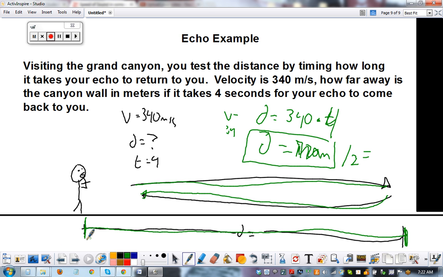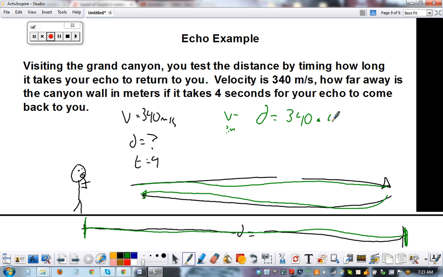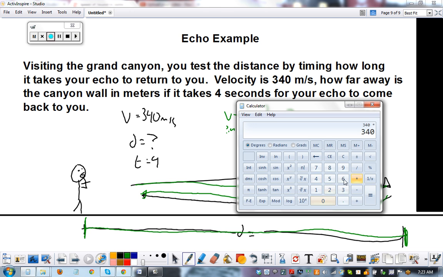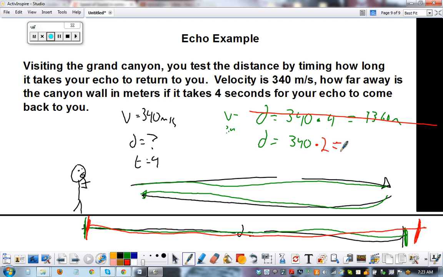Oops, I did the math wrong on here. Let's check this out. If you use the total time, what we should really do is go back. 340 times 4 is 1,360 meters. But what I really need to do is distance equals 340 times 2, because it's a there and back. So I just need to cut the time in half, because I only want the distance to there. I only want one side of distance. So the distance is 680 meters.